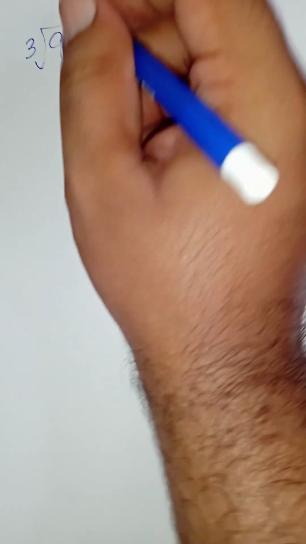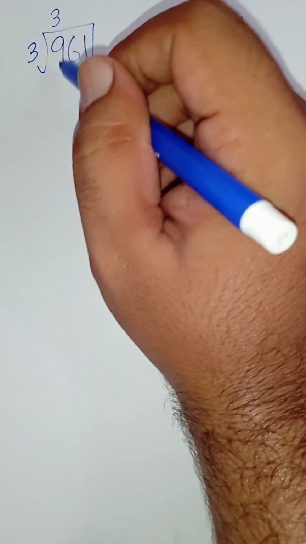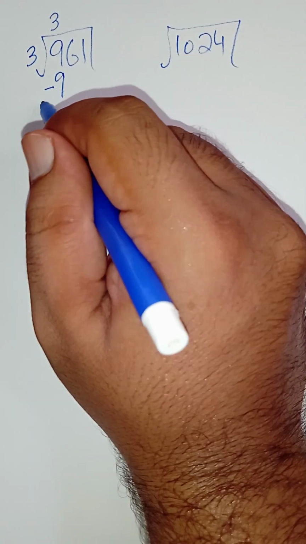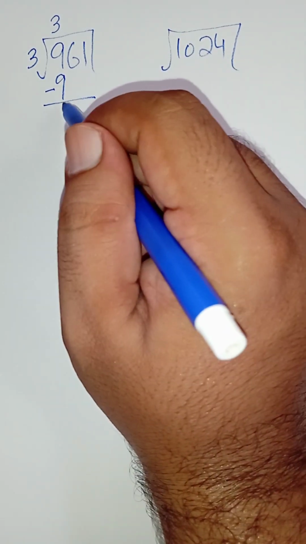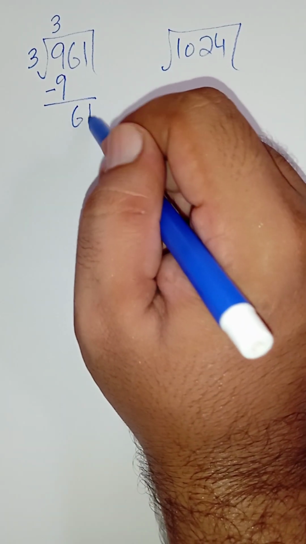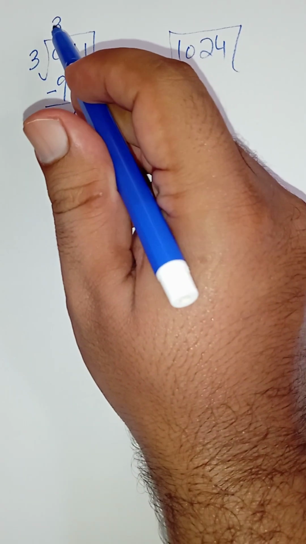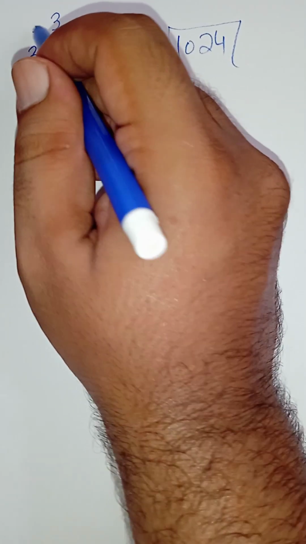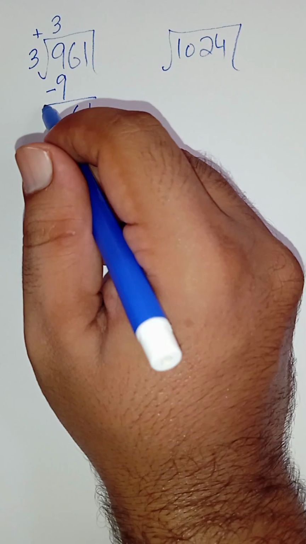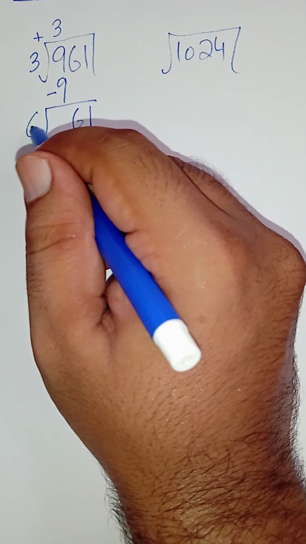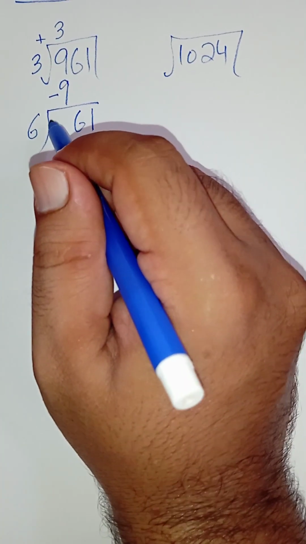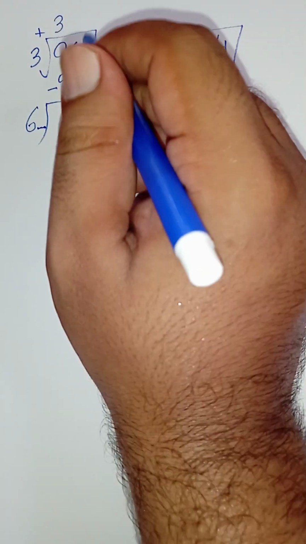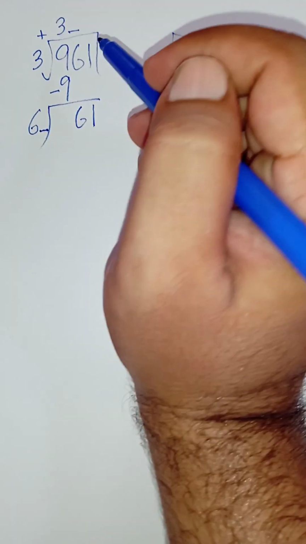3 times 3 becomes 9. Now subtract as per the division rules. Now it remains only 61. You have to add these two, 3 plus 3. When you add these two, it will become 6. Now you have to put a number here. The same number would be put here.